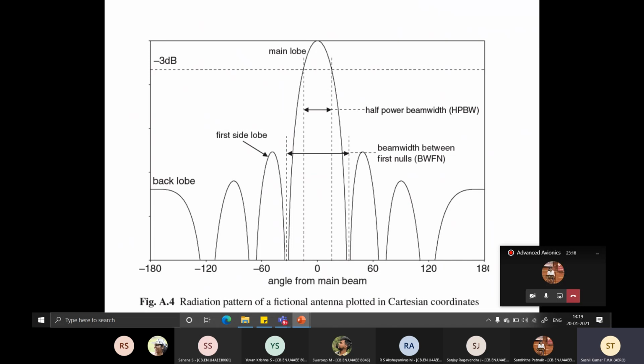Okay. This is what I was telling. So half power beam width. Okay. Just the minus 3 dB line. Then next, find out what angle it's going to make. Similarly, some antennas talk about beam width between first nulls. So null is almost zero. Okay, you don't have anything, no radiation coming in that direction. And then, of course, you will have the back lobe, first side lobe, second side lobe, and so on and so forth.